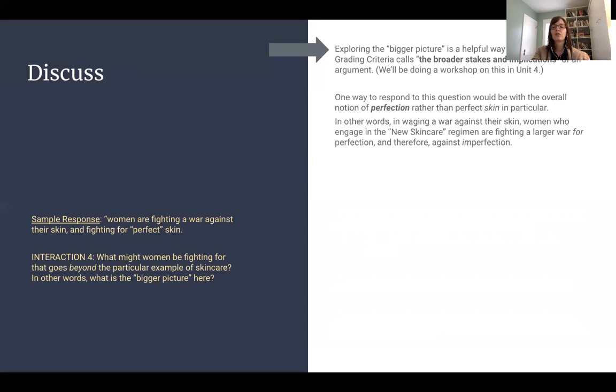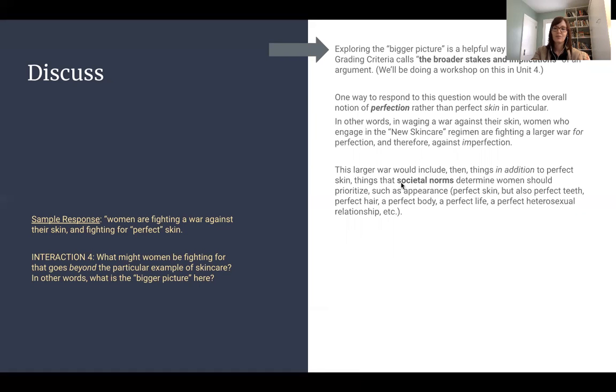So, in other words, in waging a war against their skin, women who engage in the new skincare regimen are fighting a larger war for perfection and therefore against imperfection. Okay, so this larger war would include then things in addition to perfect skin, things that societal norms determine women should prioritize, such as appearance. So, for example, perfect skin, but also perfect teeth, perfect hair, perfect body, etc. A perfect life, right? A perfect heterosexual relationship, and the list goes on.